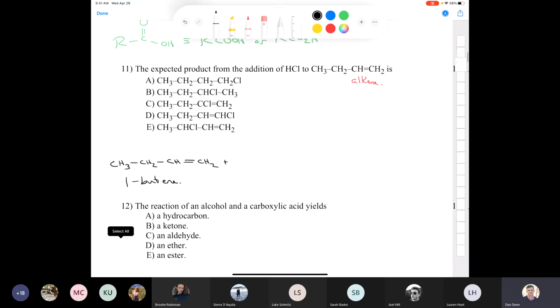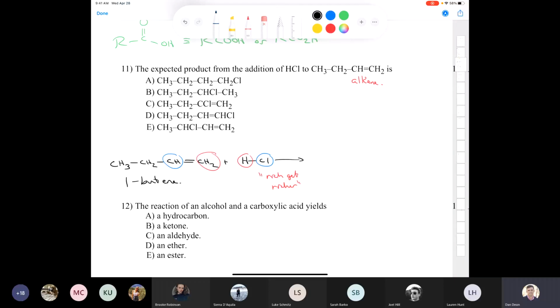And when we treat that with HCl, we know the rule that the rich get richer, right? Well, this carbon is richer in hydrogens than this one. The one that I have in the red circle now has 2 hydrogens, and the one that's in the blue circle only has 1 hydrogen. Therefore, the red one is going to take on this proton from the HCl, and the other carbon in blue is going to take the chlorine atom.